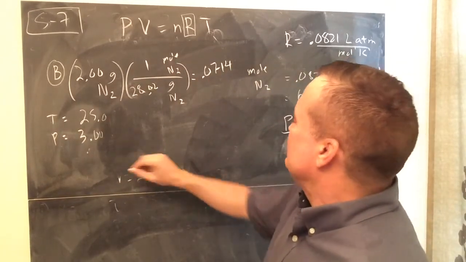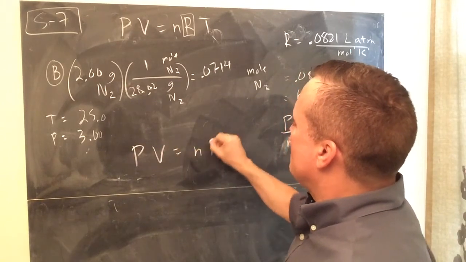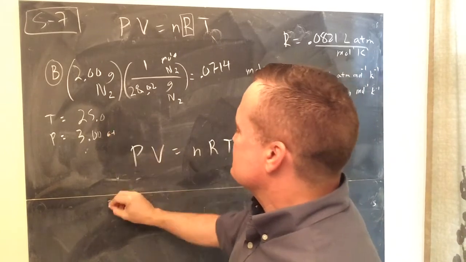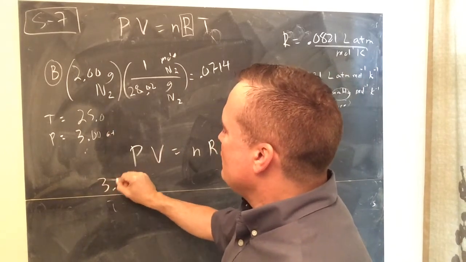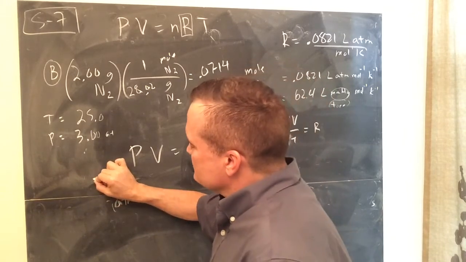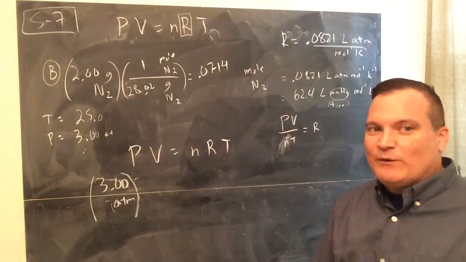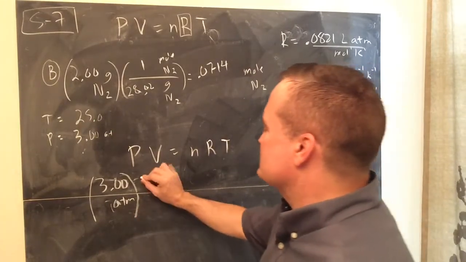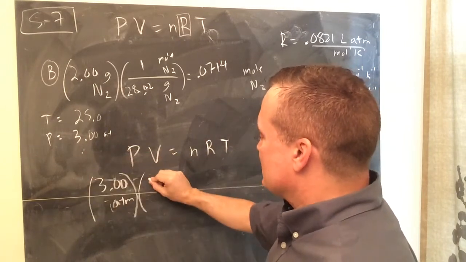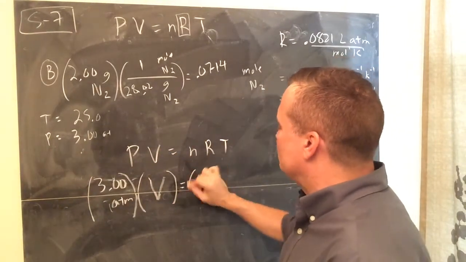Okay. I can fit it here. PV equals nRT. Now I'm going to plug the numbers in, like I did in the last gas laws I showed you. First, write down the equation. Then show everything plugged in with the correct units. 3 atmospheres. The volume, we don't know the volume. We're trying to find V. Okay, the moles are 0.0714.